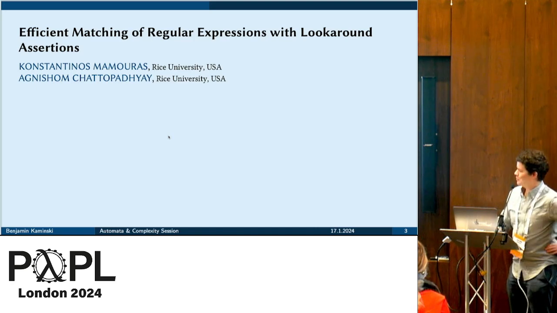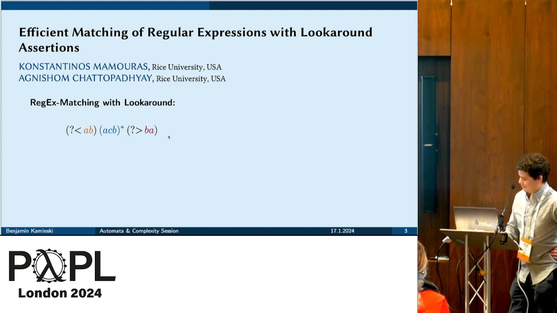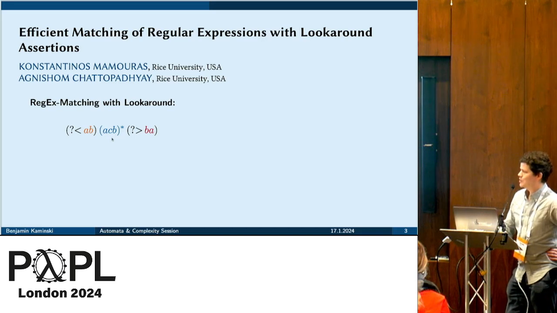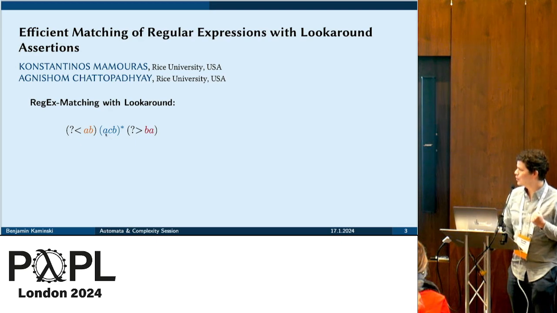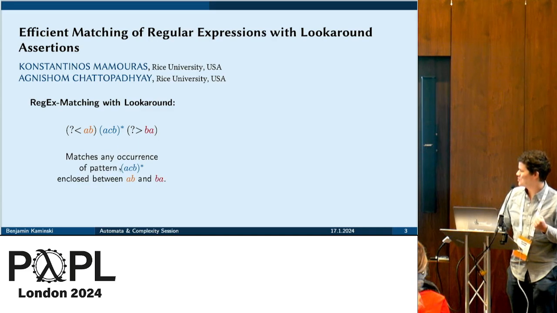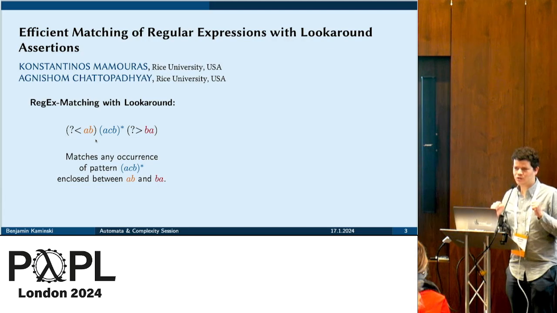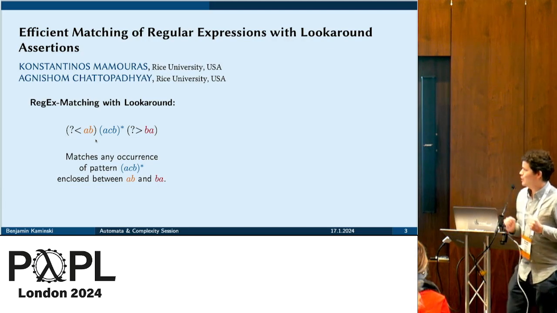Okay, the next paper is about efficient matching of regular expressions with look-around assertions. What are look-around assertions? This looks like this. You want to match this regular expression here, ABC star, but you want to provide some sort of context. Okay, so you want that ACB star is enclosed in some preceding AB, and some BA that comes afterwards. Yeah, but you want to match this pattern in the middle. You just want to provide some context in which this pattern should appear. And this is what this paper is about.